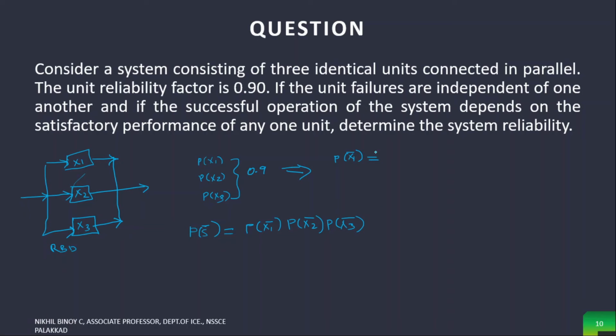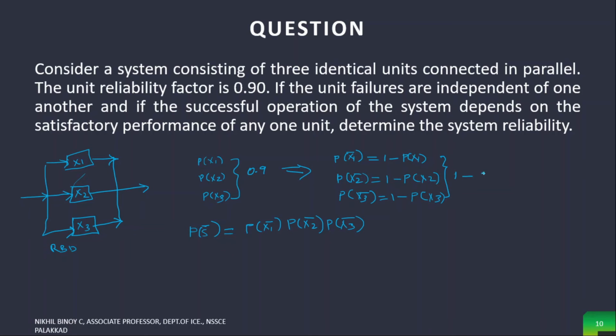What is that? That is equal to 1 minus P of x1. Similarly, you have to find P of x2 bar. That is equal to 1 minus P of x2. Similarly, we have to find P of x3 bar. That is equal to 1 minus P of x3. Please note P of x1, P of x2, P of x3 are identical. All have the same value 0.9. Means all these three, we can calculate by using a single one. That is 1 minus, what about P of x1 or P of x2 or P of x3?